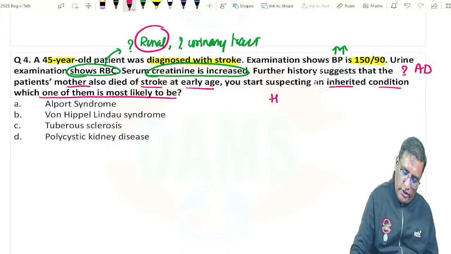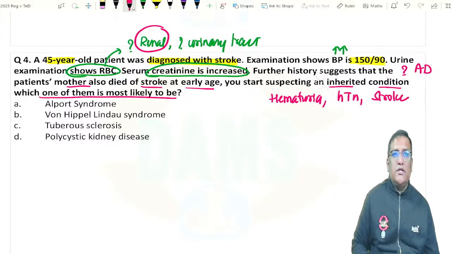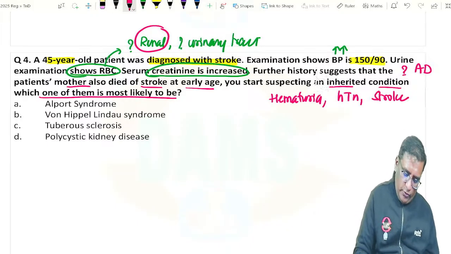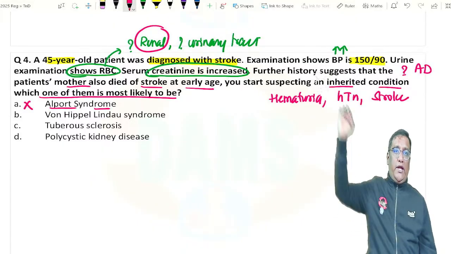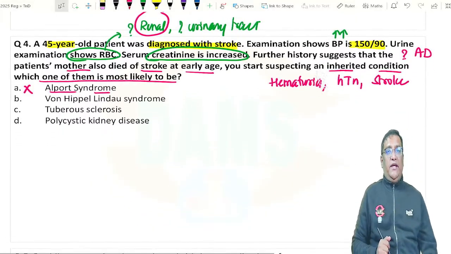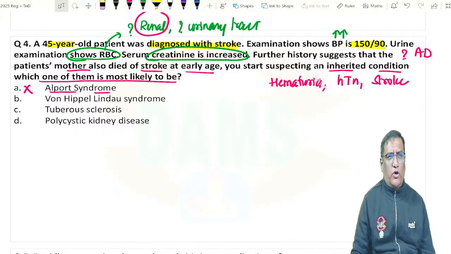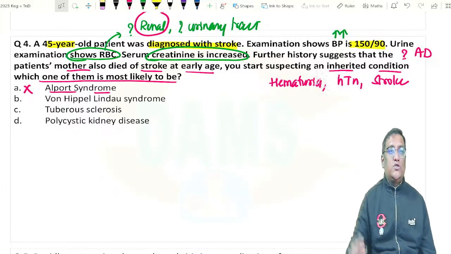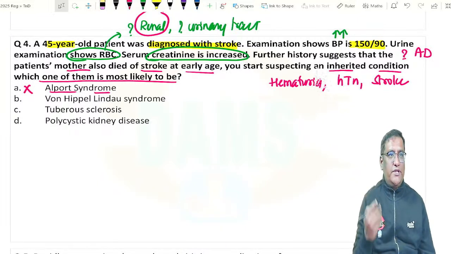The patient is having hematuria, hypertension and stroke. Only 3 things have been given to us. Which one? Alport syndrome unlikely for two reasons. One, this is more likely an autosomal dominant inheritance we are suspecting, whereas Alport is an X-linked dominant condition. And Alport classically will not have severe disease in females. Here the mother has died because of the disease, right? And Alport will have other features like lenticonus.